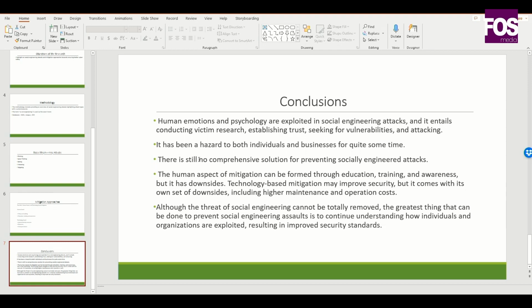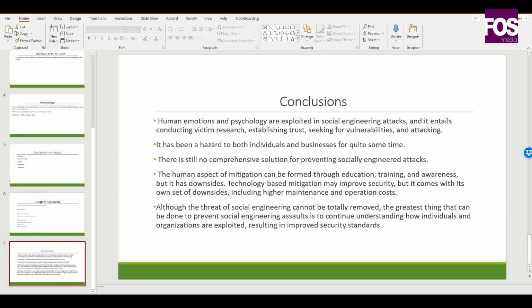That's what happens. So in terms of mitigation approaches, the human aspect of mitigation can be formed through education, training and awareness, but it has its downside, because you can't always trust your employees in the organization, and you can't even trust anyone. And when it comes to technology-based mitigation, it is true that it may improve security, but it has some downsides also, because you need to spend money, a higher capital. These social engineering attacks cannot be removed totally.